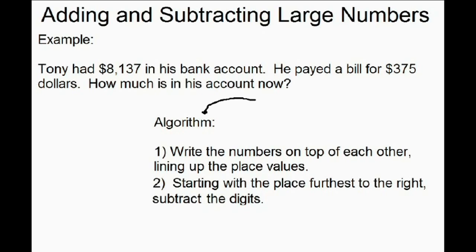Again, there are several ways that you could approach answering a question like this, and what I'm going to show you here is one way to do that. One way we can approach this question is using this algorithm. We start by writing the numbers on top of each other, lining up the place values. Unlike addition, with subtraction it does matter what order you subtract in. For the examples that we're going to look at, the biggest number will always go on top.